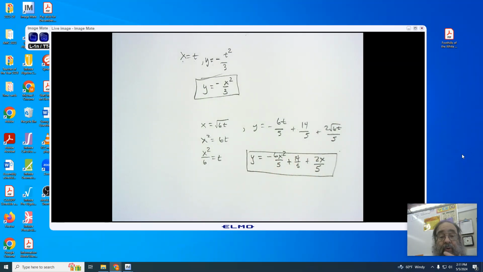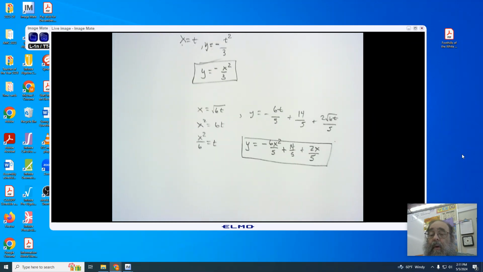Notice our goal is to either find out what x is in terms of t, or hopefully, if it's a simple equation where x is t, we plug that into our y equals. And we should come up with an equation that is y equals in terms of x.